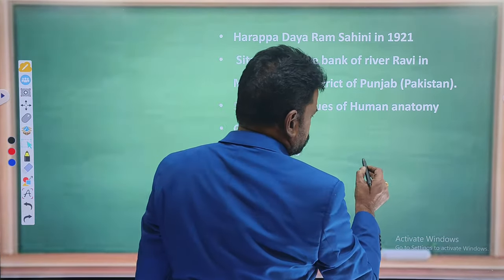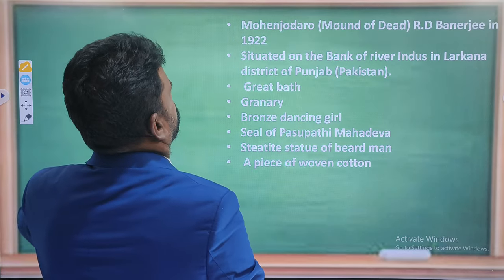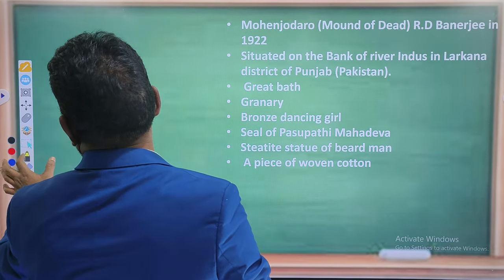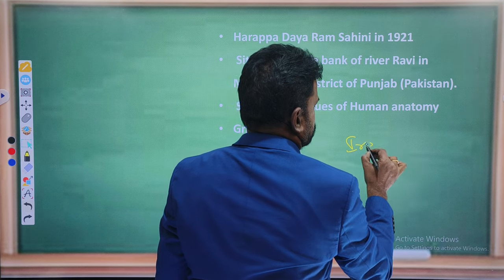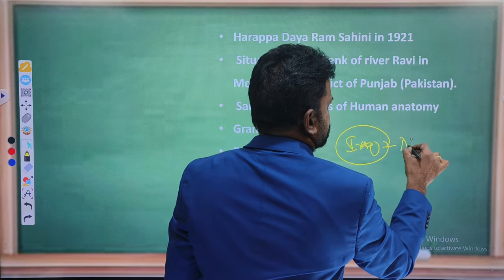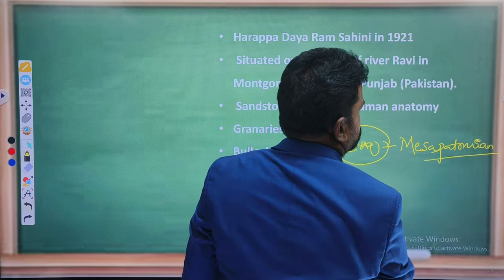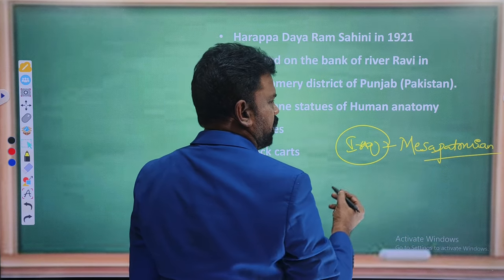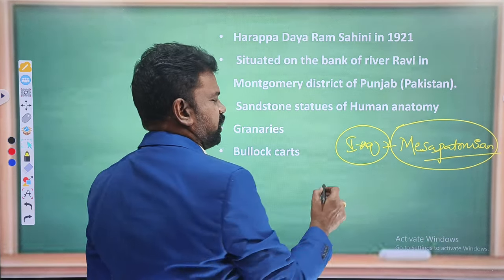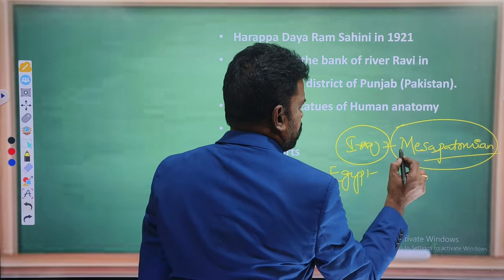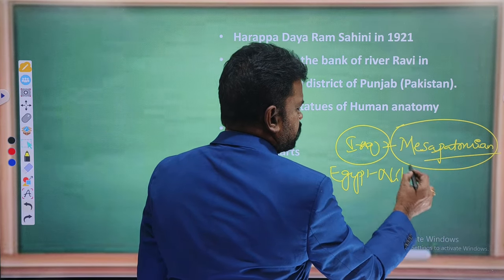Coming to the contemporary civilizations of the Harappan civilization: the Iraq civilization, which is called the Mesopotamian civilization. The Mesopotamian civilization was the first civilization in the world. Next to it, the Egyptian civilization. Mesopotamia lies between the two rivers Tigris and Euphrates. The Egyptian civilization was on the riverbank of the Nile.